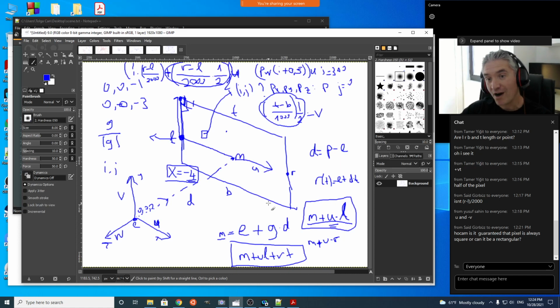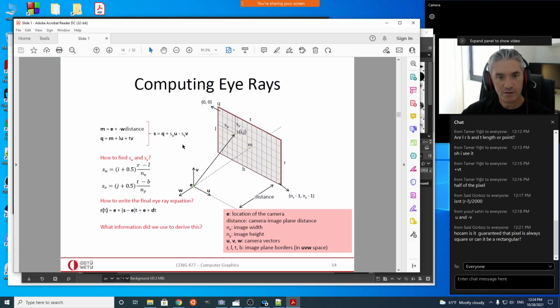The width over height should match in both cases. All right, I hope this answers your question. So let's take a look at this. What do we have here?